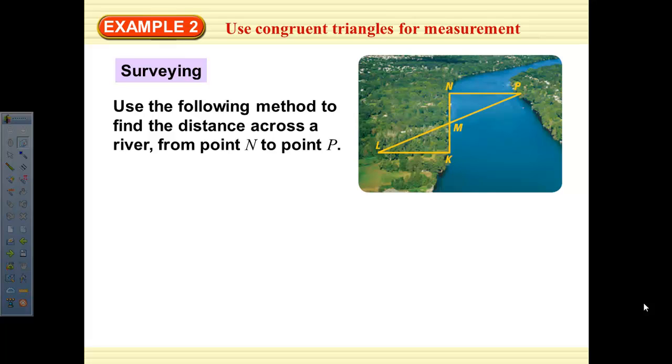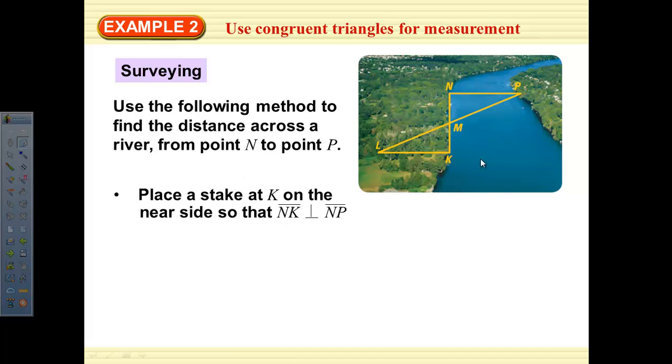Okay, more problems with CPCTC. This is a method that is, surprisingly enough, used often to measure distances that are difficult to measure, and we use congruent triangles to do it. So when you get a problem like measuring this distance N to P, it's pretty difficult to drag something across the river.